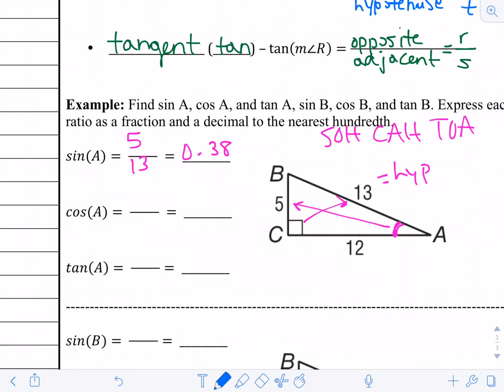Okay, next one's cosine. So that's the CA part. That means adjacent. So adjacent is 12. And again, your hypotenuse is 13. 12 divided by 13 in your calculator is 0.92. Then we have tangent. Tangent of A is opposite over adjacent. So again, opposite and adjacent. So that's 5 over 12. Type that in the calculator. It comes out to 0.42.